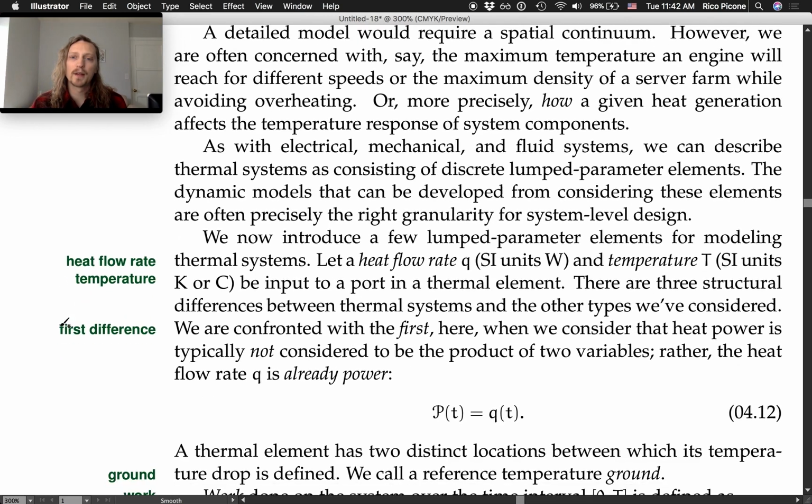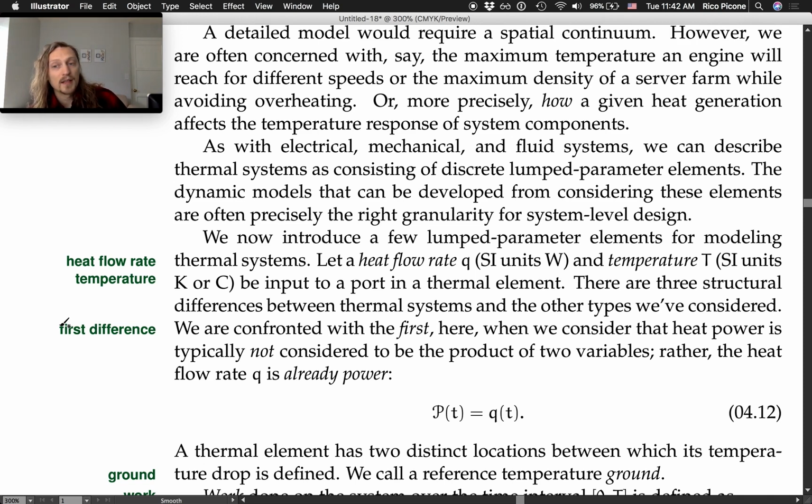Let a heat flow rate Q, with SI units in watts, and temperature T, with SI units in kelvin, be input to a port. There are 3 structural differences between thermal systems and the other types we've considered: mechanical, rotational, electrical, and fluid. We're confronted with the first of the 3 differences here.